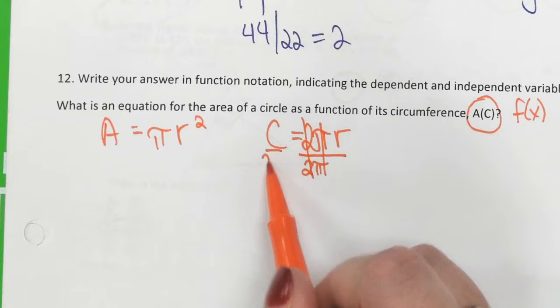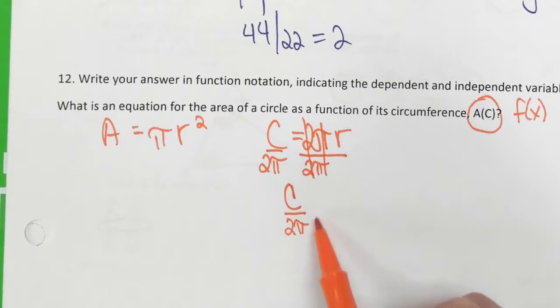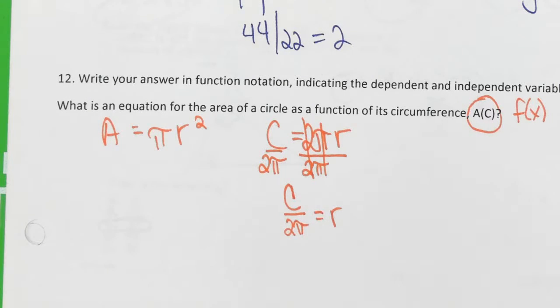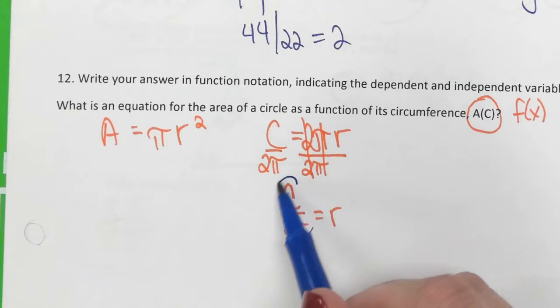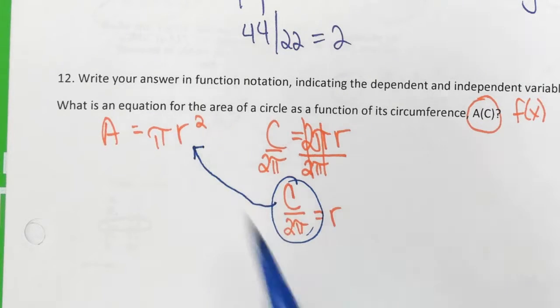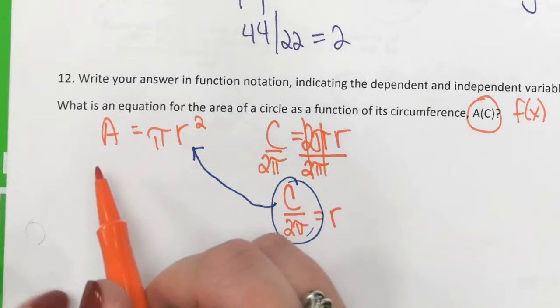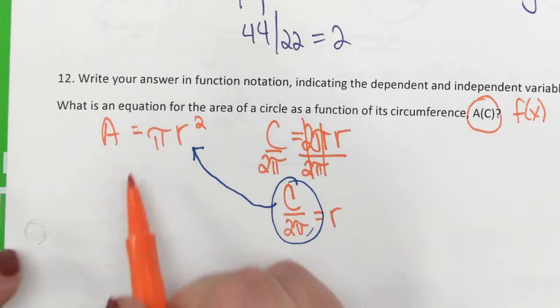Y'all okay so far? All right, here we go. So now we know that C over 2 pi is equal to R. So now we can plug in what? What can we plug in? C over 2 pi, and that is going to be plugged into what letter? R. Because it said it's equal to R right here. Enter, because it won't show up again. You hit enter. All right, here we go.